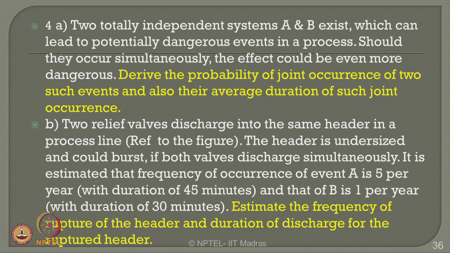Two relief valves discharge into the same header in the process line. I will show you a figure in the next slide. The header is undersized and could burst if both valves discharge simultaneously. It is estimated that the frequency of occurrence of event A is 5 per year with a duration of 45 minutes each time, and that of B is 1 per year with a duration of 30 minutes each time. Estimate the frequency of rupture of the header and the duration of discharge for the ruptured header.